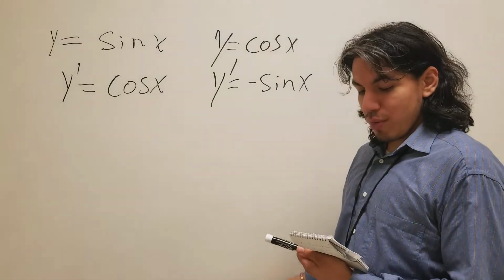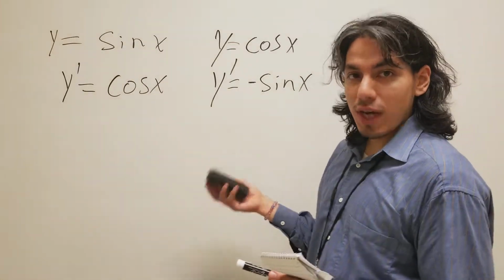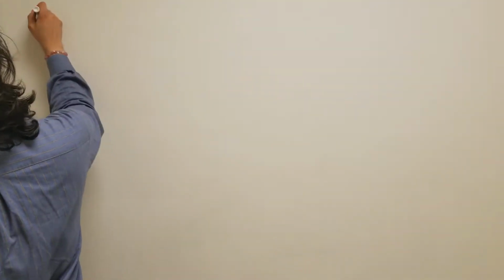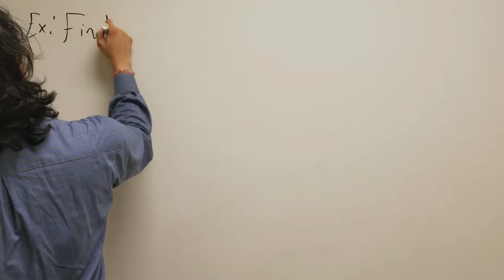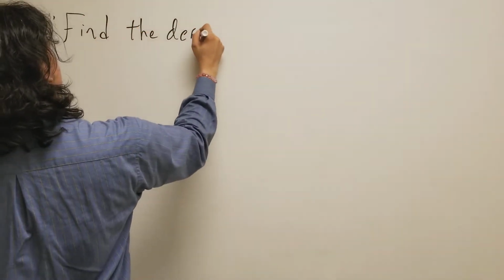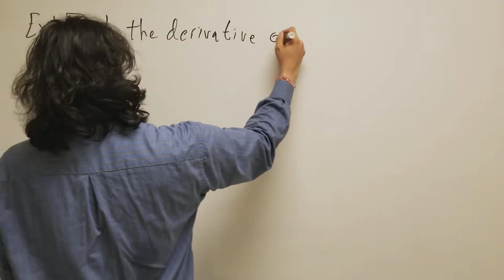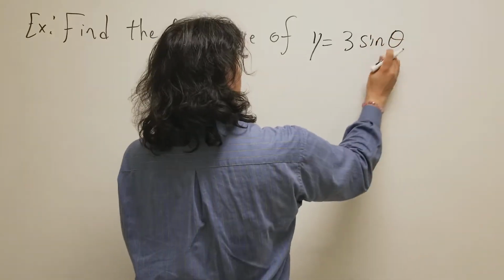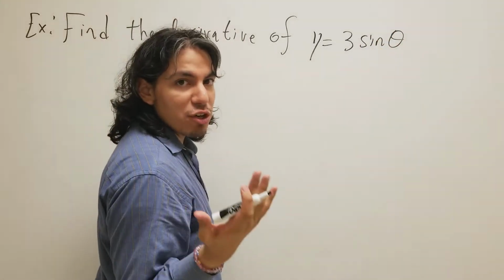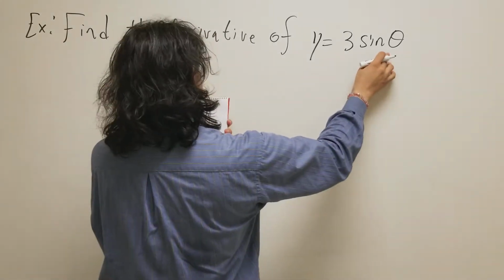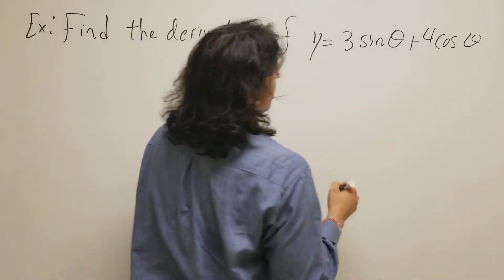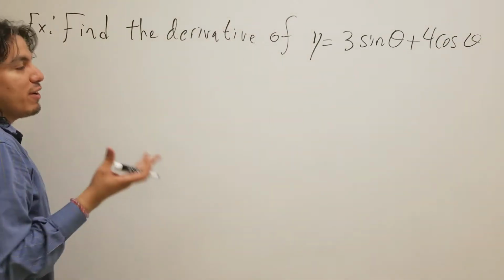So let's use a basic example of how to do a derivative with sine and cosine. The example says, find the derivative of y equals 3 sine theta plus 4 cos theta. Now theta is just x. It's just some variable, okay? So don't freak out when you see the Greek letter theta. Remember, theta is just a variable like x.